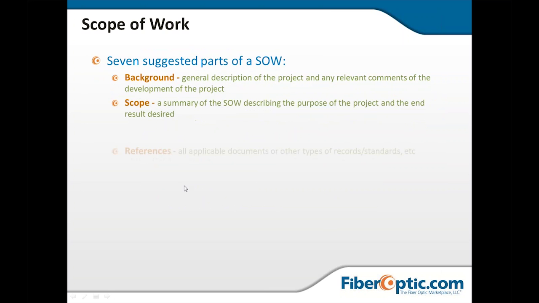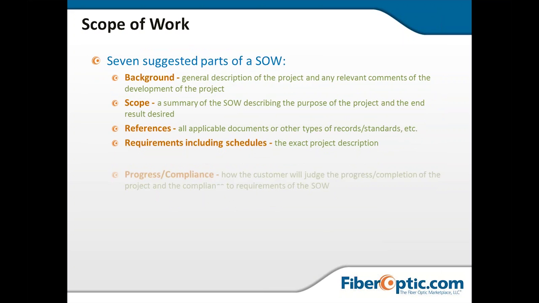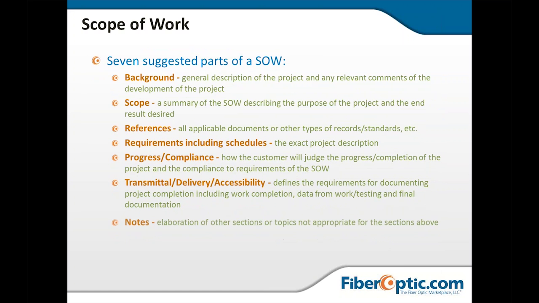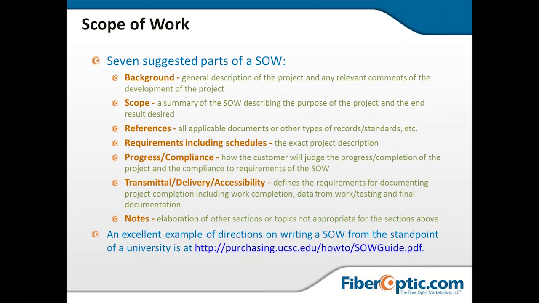So seven suggestions that we recommend in your statement of work are the background, as we talked about, the scope of the project, any kind of references you have to other documents, standards, records. I like this to meet EIA, TIA standards. Requirements including the schedule, making sure that you talk about when it needs to be completed. Progress and compliance requirements, making sure that you're getting progress updates and that everybody's in compliance with the requirements of the job.